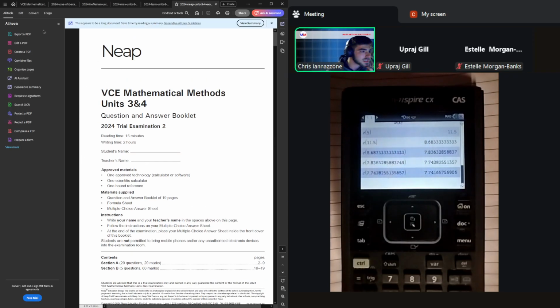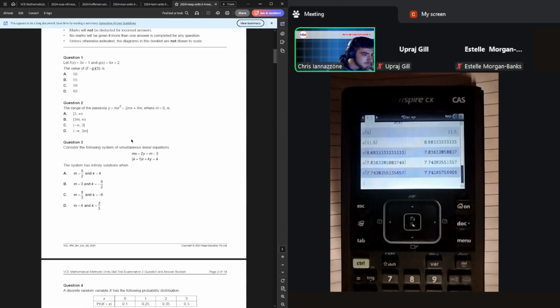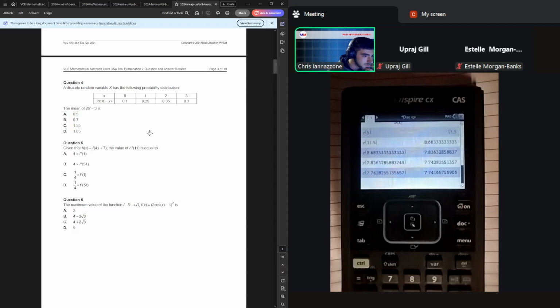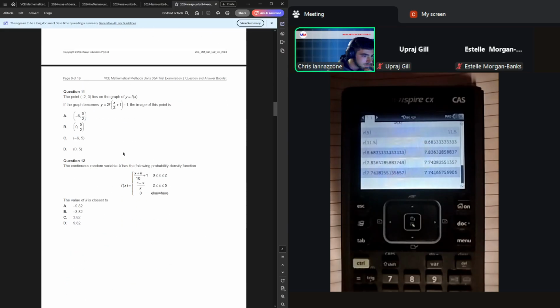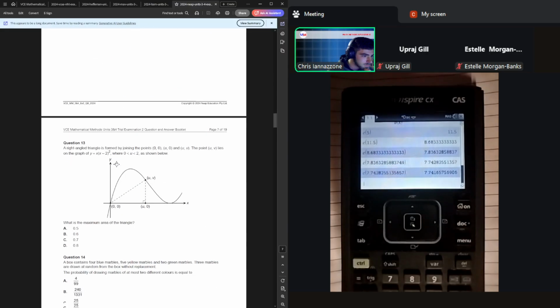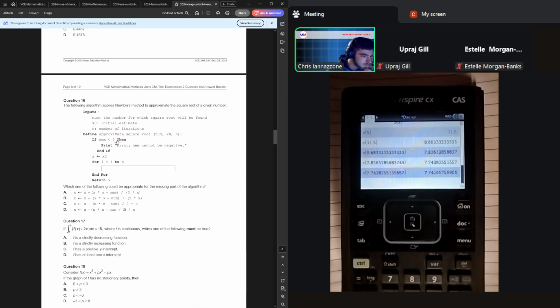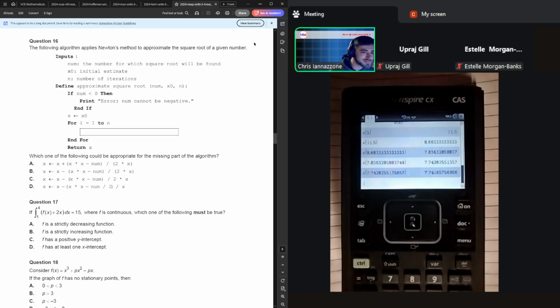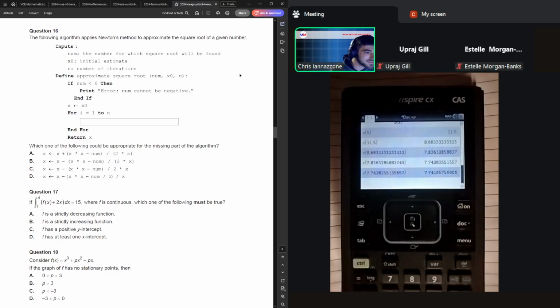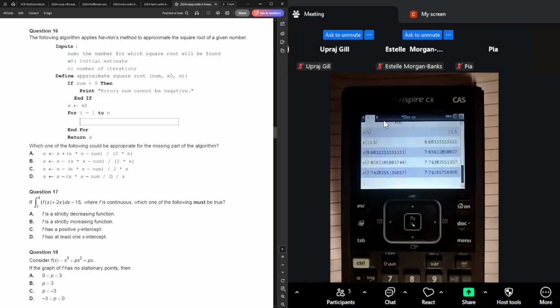Let's see if Neep has anything for us. Sure does. Here we go. Newton's method again. Nice. All right, I'll ask again. Does anyone want to give this one a shot now? This should be quite similar to what we just did, given that it's a Newton's method equation. Anyone want to take a stab?